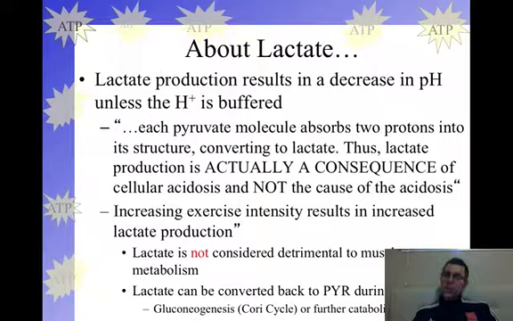So firstly, this quote: each pyruvate molecule absorbs two protons into its structure, converting to lactate. Thus, lactate production is actually a consequence of cellular acidosis and not the cause of acidosis. So it's because of the presence or the release of those ions that lactate is formed. The formation of lactate doesn't cause the acidosis, it's the acidosis that causes the formation of lactate. And that's at least a good frame of mind to adopt.